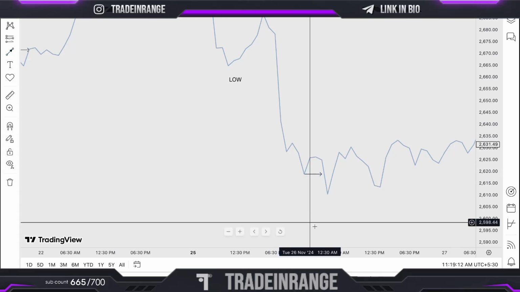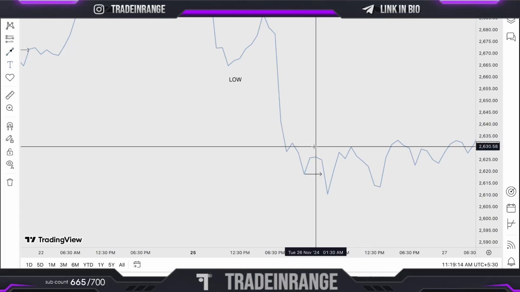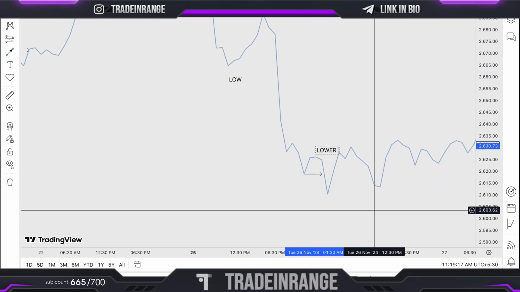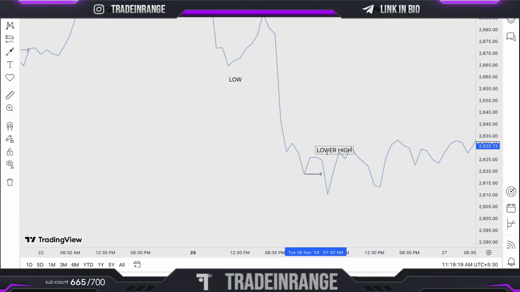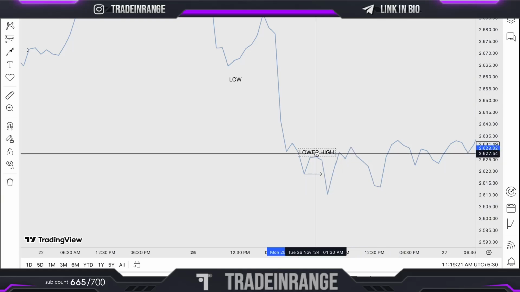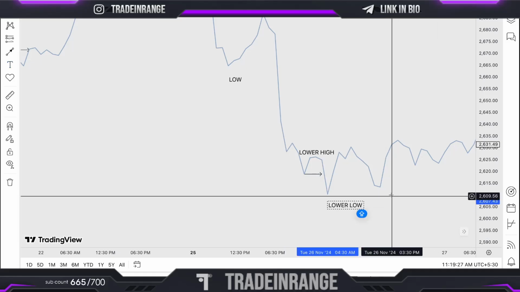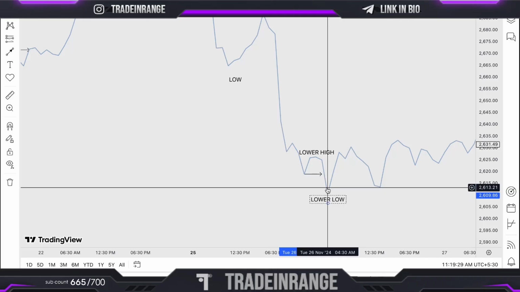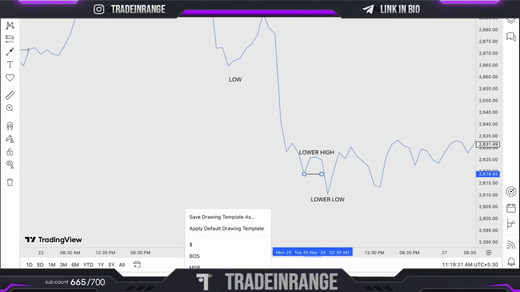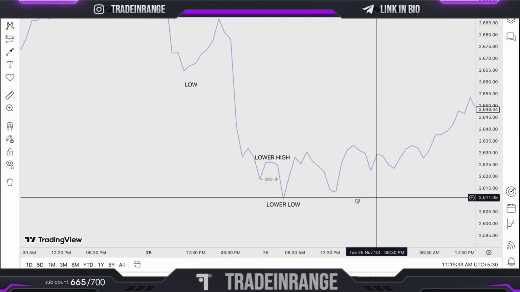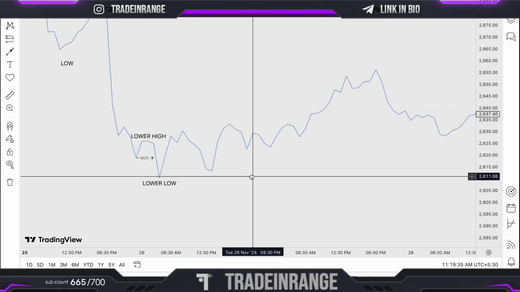Breakout structure over here, I will name it as a lower high, and this one as a lower low, right? And this is our breakout structure on the downtrend, right? Until it gives us a change of character over here.